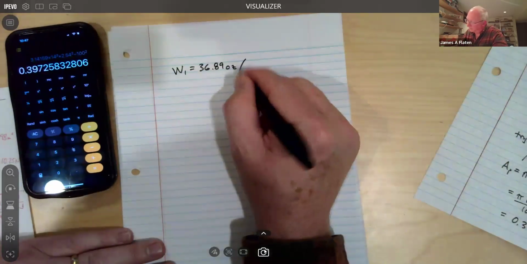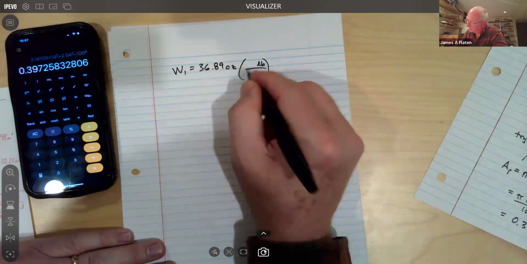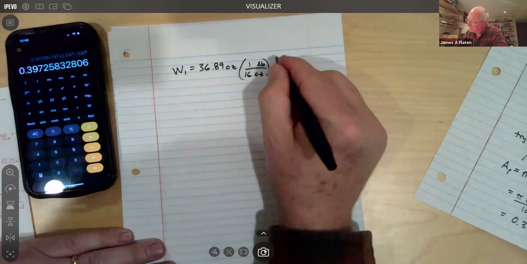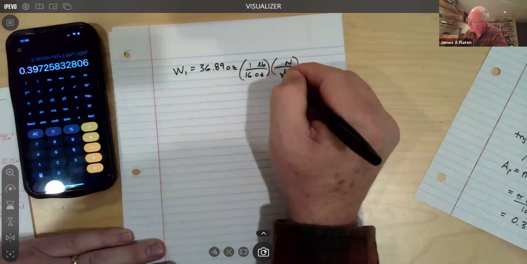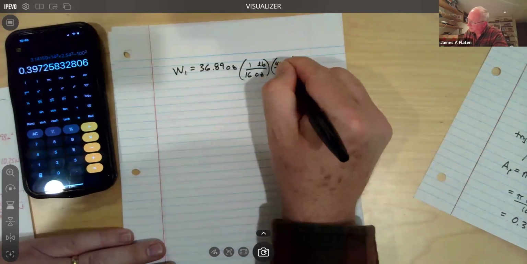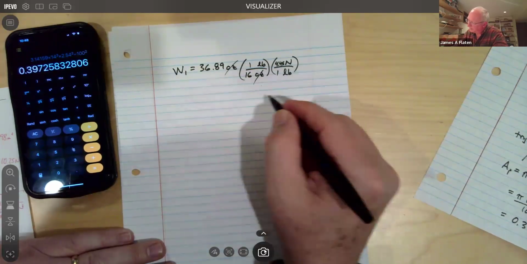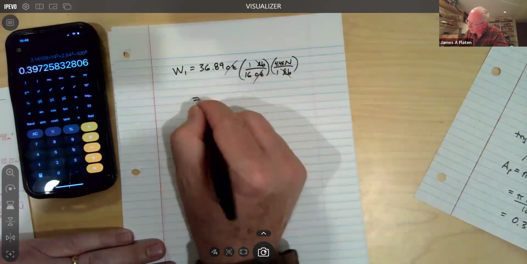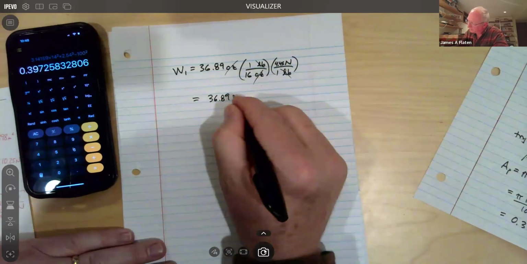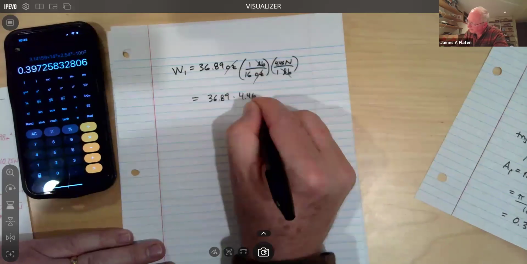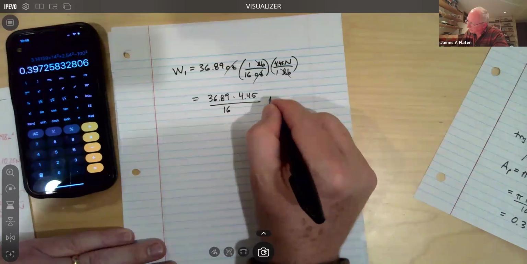So what I might do first is change the ounces into pounds. I know there are 16 ounces in 1 pound. And then I might change the pounds into newtons. I happen to know that there are 4.45 newtons in 1 pound. So the ounces go away and the pounds go away, and I end up with the weight is 36.89 times 1 times 4.45 divided by 16 divided by 1 newtons.